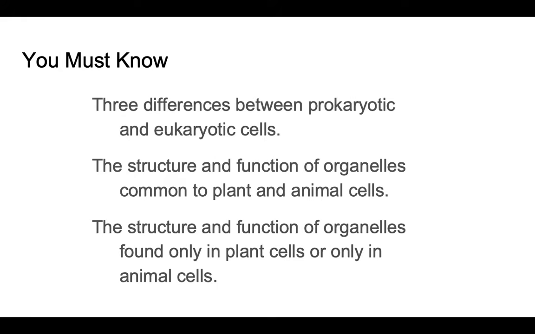And so this should all be really quick review, but you need to know 3 differences between prokaryotic and eukaryotic cells, the structure and function of organelles that are in both plants and animal cells, and then finally the structure and function of some organelles that are found only in plants or only in animal cells. So you need to know what makes them similar and what makes them unique.